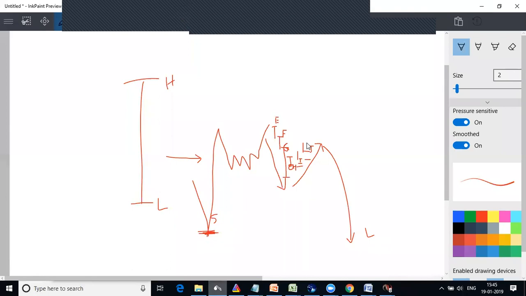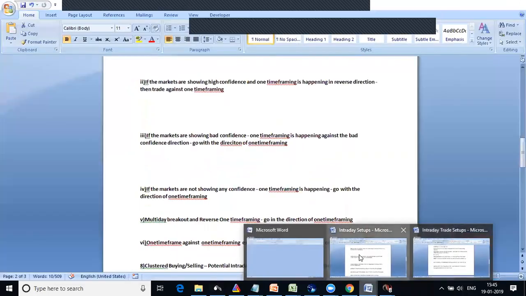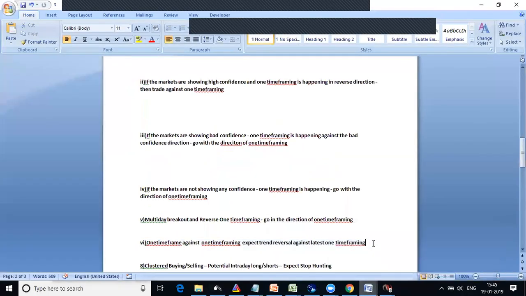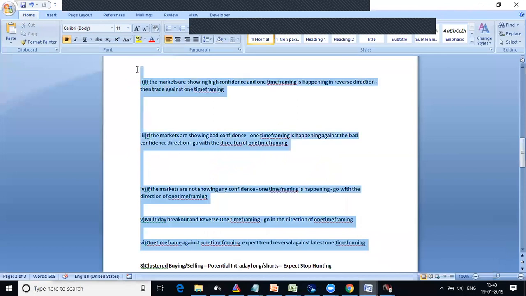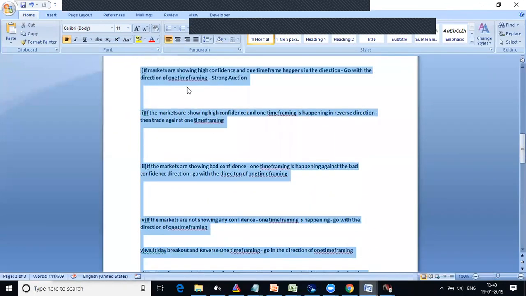Any questions on this? With this one-time framing against one-time framing, all the 6 patterns come to an end. These are the total 6 patterns. Some of them are stronger auctions. Some of them are mean reversion auctions.